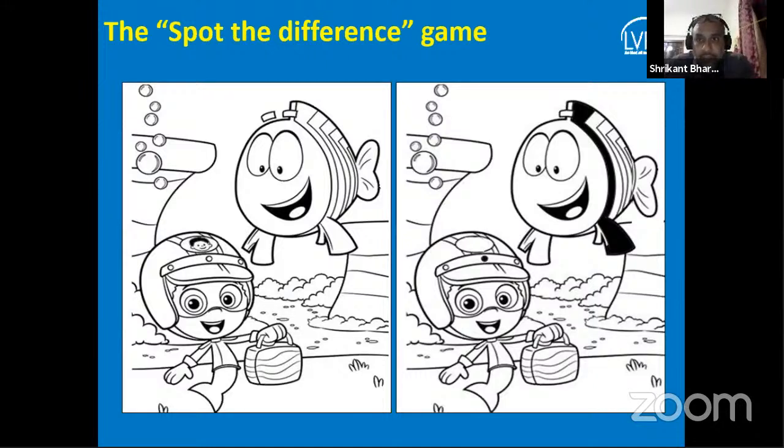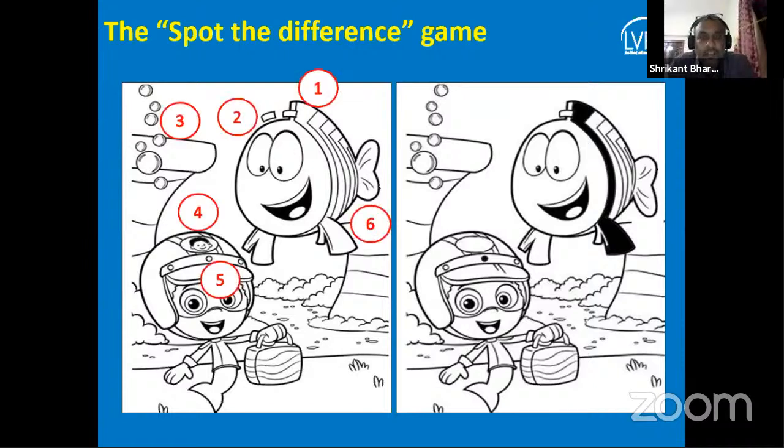So if you did play this game while I was talking about this game, then you will see that there are 6 differences in the game, and here are the 6 differences. So the first one is in the fin of the fish. This is white in color, and the corresponding area on the other image is black in color.